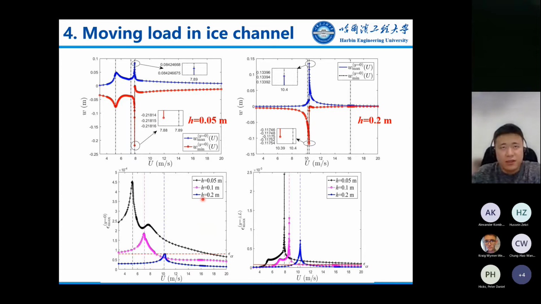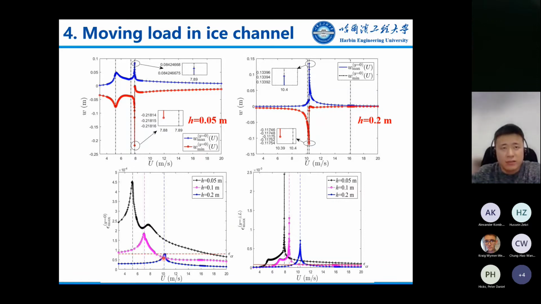We can see that for ice thickness equal to 20 centimeters, the load cannot induce an ice strain larger than the yield strain. So we can conclude that the moving load cannot break the ice with 20 centimeters. We can also find that the curve is very flat for subcritical speed. For load speed close to the critical speed, the maximum strain increases sharply.